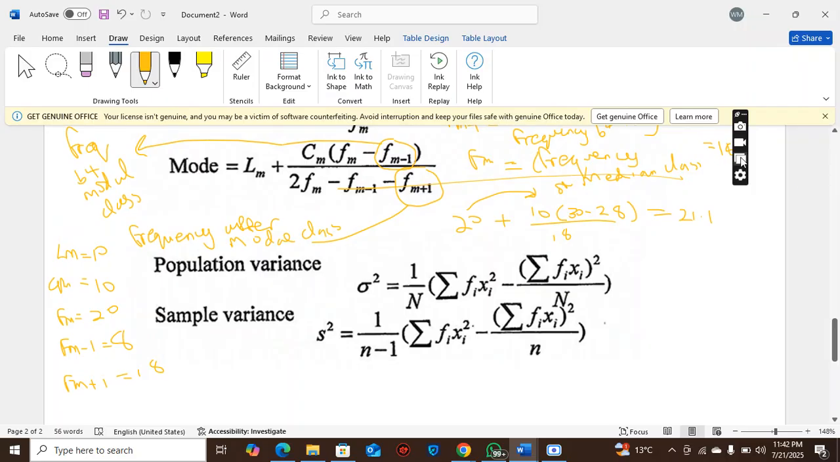So the mode will be 10 plus CM, the class width, 10. FM, the frequency of the modal class, is 20. FM minus 1, the frequency before the modal class, is 8, over 2 times the frequency of the modal class, 20, minus the frequency before the modal class, 8, minus the frequency after the modal class, 18.